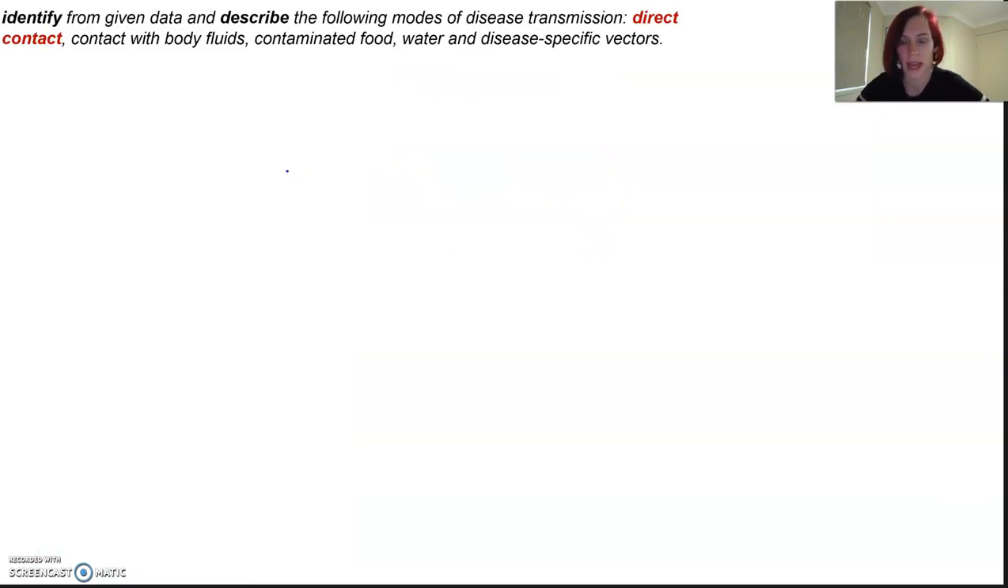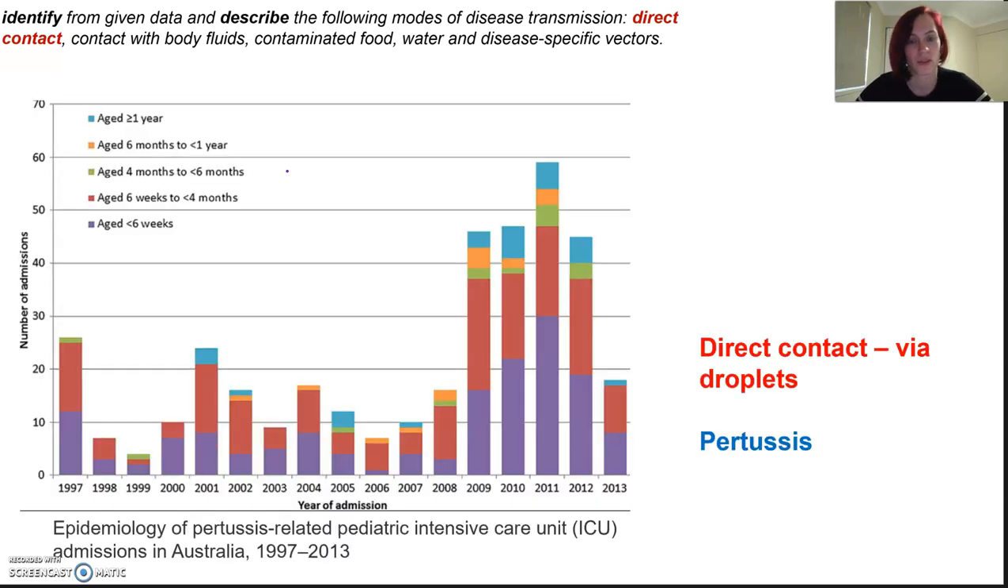So let's look at some data that actually exhibits these kinds of transmission patterns. We're talking, number one, about direct contact via droplets. So you can see these start to blur the lines of which one it is. And we're talking pertussis, which is also known as whooping cough. It is caused by a bacterium called Bordetella pertussis.